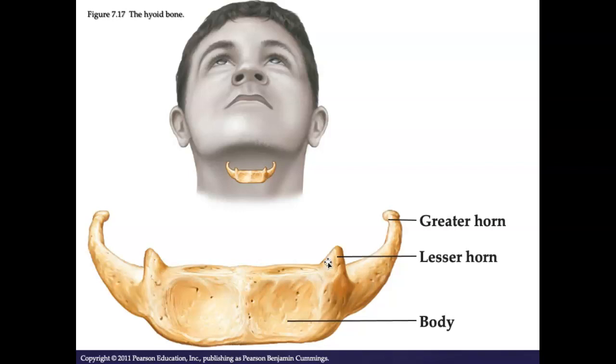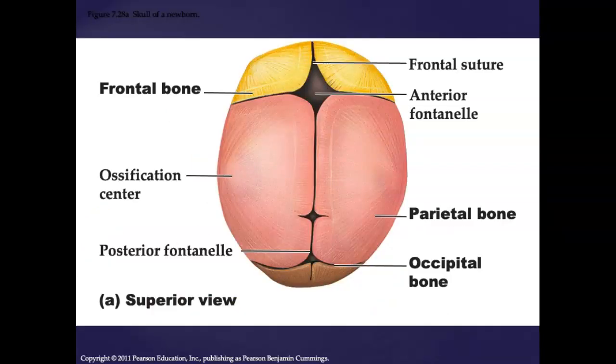Okay, let's finish up today talking about some fontanelles and the jaw. The fontanelles, 6 fontanelles, 6 soft spots on a baby's skull here. The cranial bones are formed by intramembranous ossification, and initially there are 2 frontal bones.